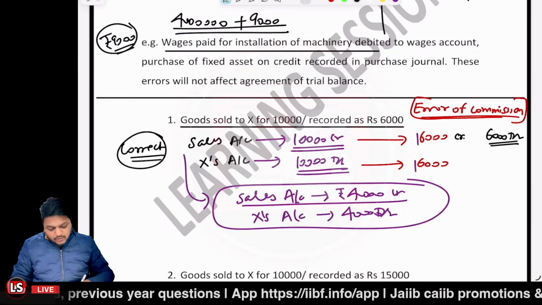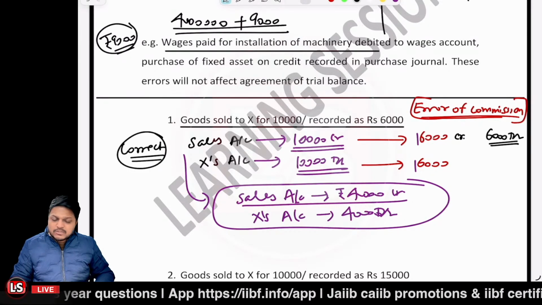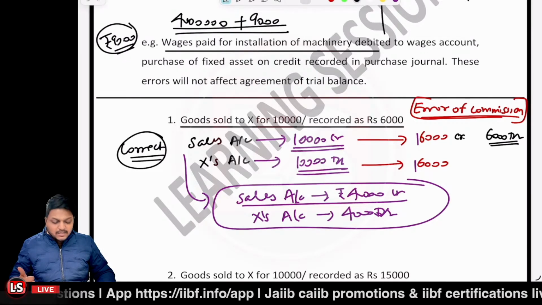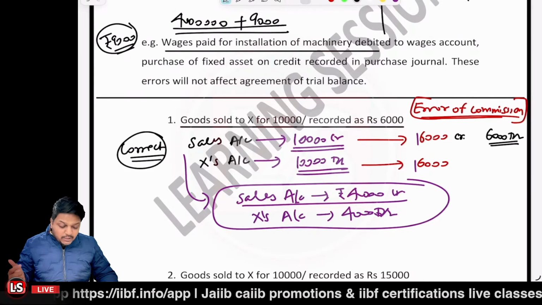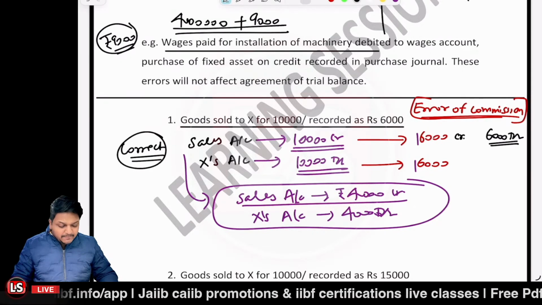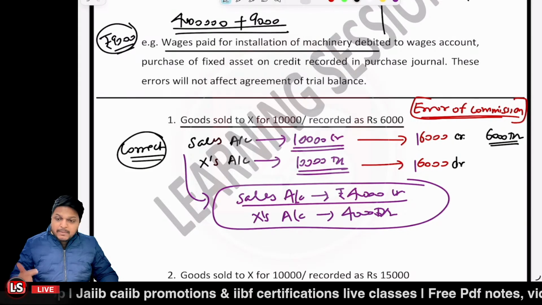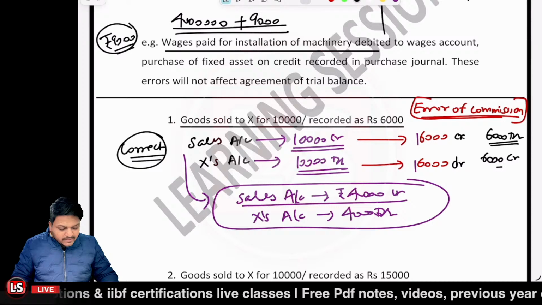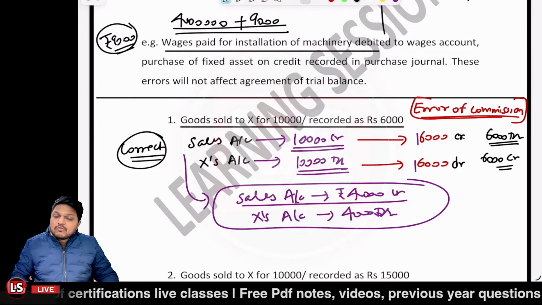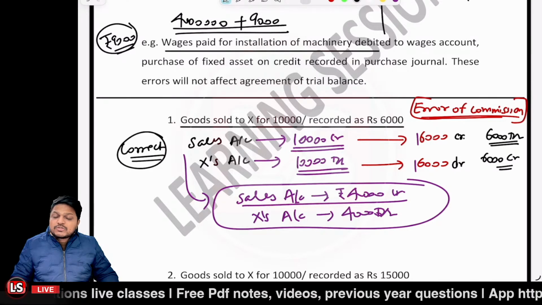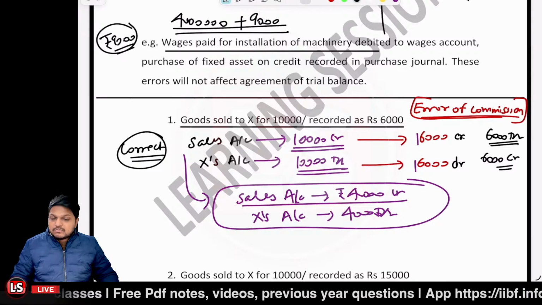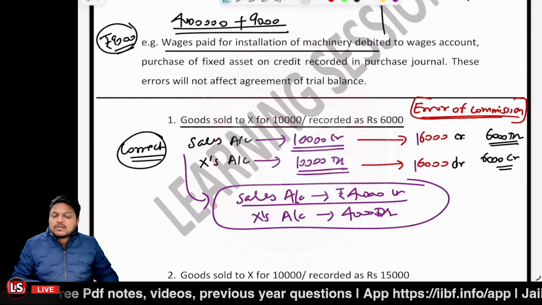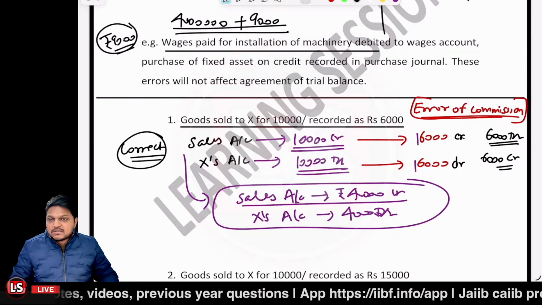And same for the X account. We were to debit it by rupees 10,000, but we debited it by rupees 16,000. Now we need to reduce the debit side by rupees 6,000. So we'll be posting rupees 6,000 on the credit side. In the case when we have posted more wrongly, in that scenario, the contra entries are to be passed.